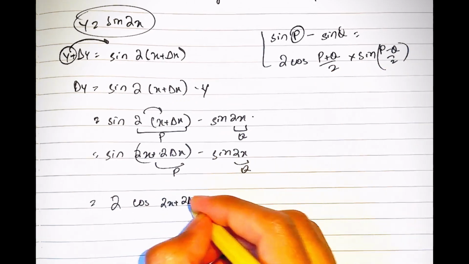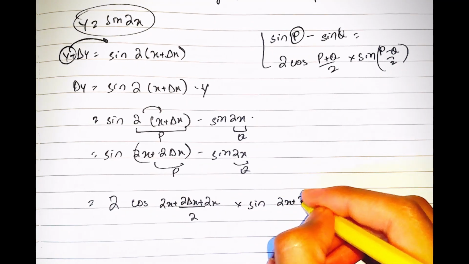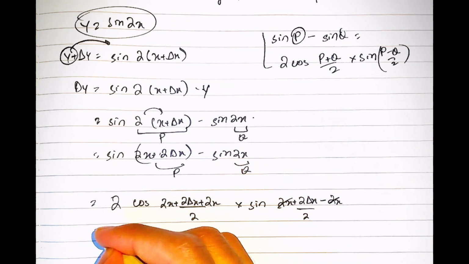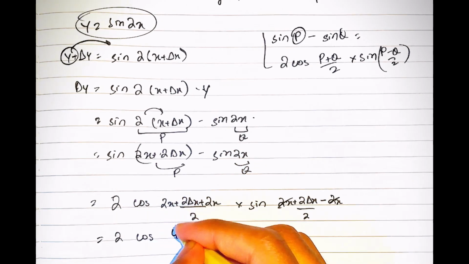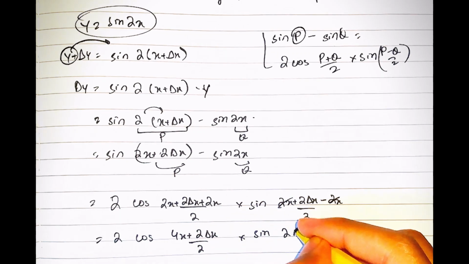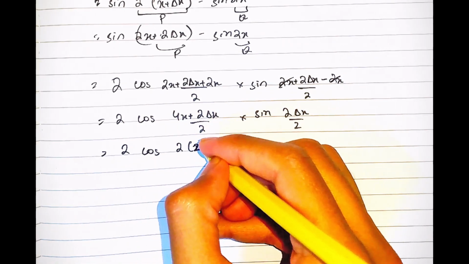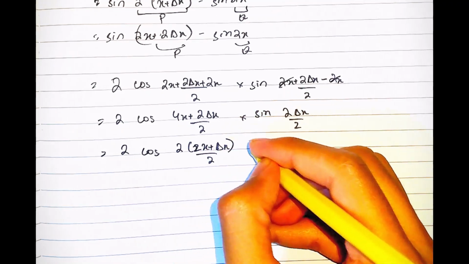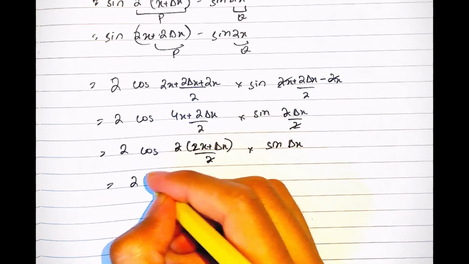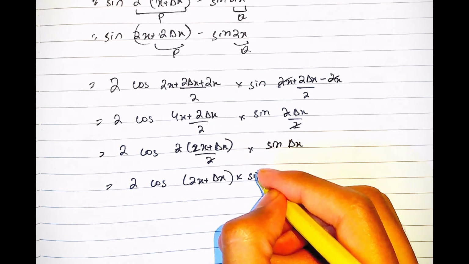So plus 2x, divided by 2, multiplied by sin (p minus q). What is p? It is 2x plus 2 delta x. Minus what is q? It is 2x. So divided by 2. These 2x terms cancel, and this becomes 4x plus 2 delta x divided by 2, multiplied by sin 2 delta x divided by 2. I can take 2 common over here, so the 2's cancel: x plus delta x divided by 2 multiplied by sin, and these cancel. I get delta x. So I will finally have 2 cos (2x plus delta x) multiplied by sin delta x.